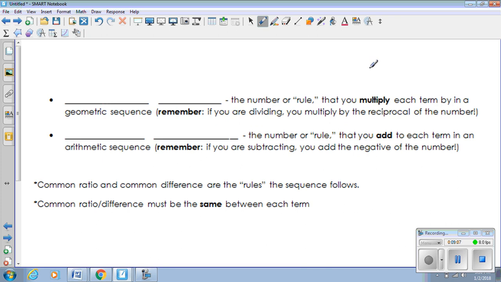Next, there are two other very important words and very important things that go with our arithmetic and a geometric sequence, and these are the technical names for the rules for each kind of sequence, and each one goes with a different one, and you have to keep them straight. You have to be able to identify what it is and what type of sequence that it goes with. So the first one that you have is something called a common ratio.